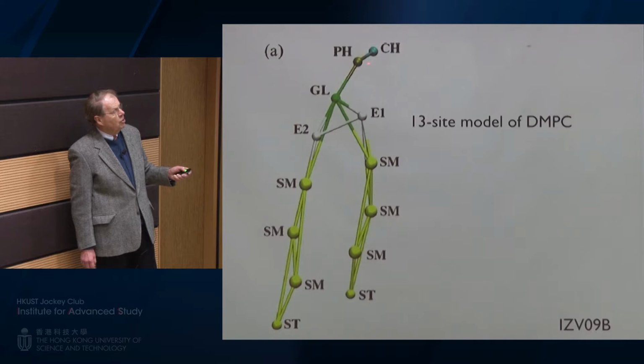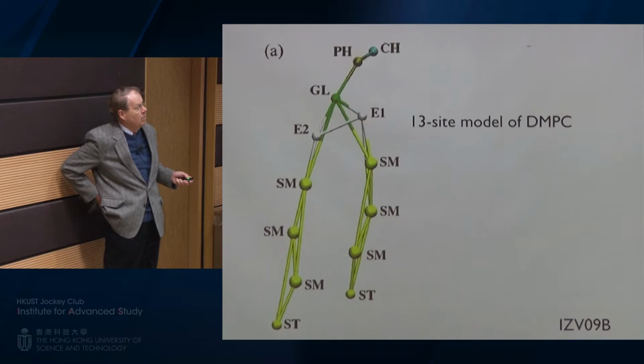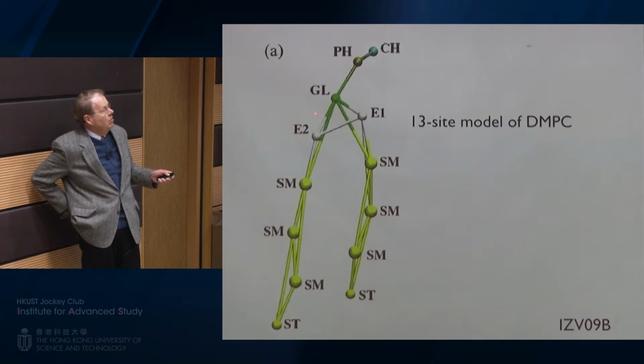These are just the sites. There are 13 sites for the molecule. There are about 120 atoms in the molecule. So it's as if each of these dots represents about 10 atoms. And here are the hydrocarbon chains. And up here are the glycerol carbons. So this is a 13-site model of DMPC.